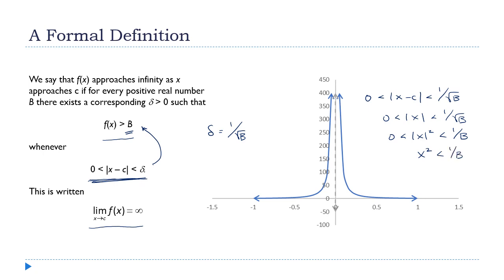And I don't care so much about the 0 part anymore. I'm going to let that go. I know that when I square something, it's greater than 0, so that part kind of goes without saying at this point. Now what I'm going to do is flip both sides over. If I flip both sides over, I get 1 over x squared is greater than b. And that's what I needed to show, because 1 over x squared is f(x).